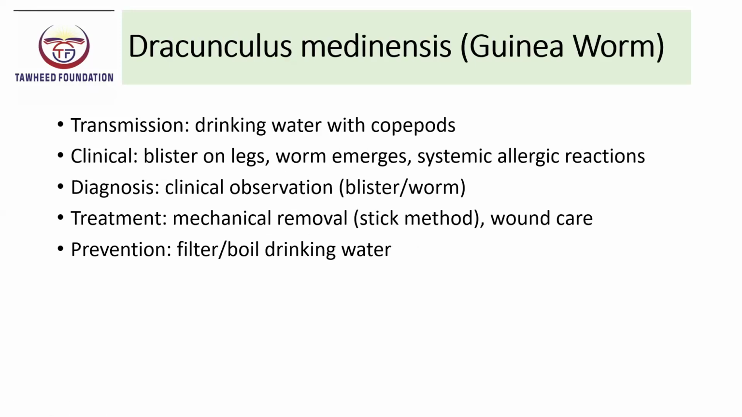Next is Dracunculus medinensis, which is the Guinea worm. Transmission is through contaminated water with copepods. Clinical features include blisters on the legs, red in color, as small patches. The worm emerges, with a systemic allergic reaction. You'll get small boils throughout the body.